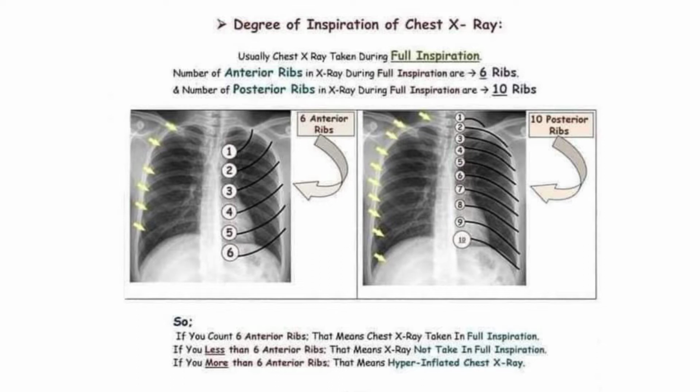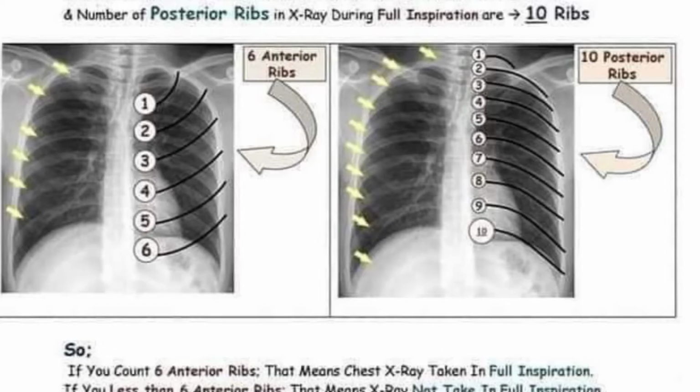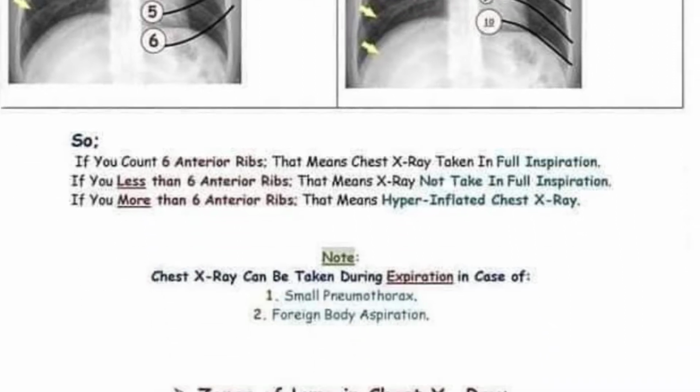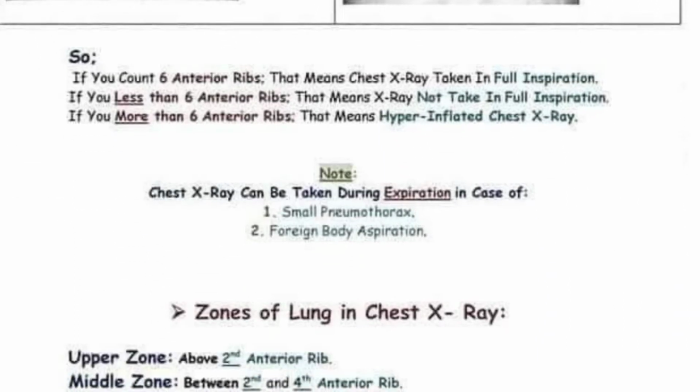So if you count 6 anterior ribs, that means the chest X-ray is taken in full inspiration, and if you count less than 6 anterior ribs, it means the chest X-ray is not taken in full inspiration, and if more than 6 anterior ribs, this means a hyperinflated chest X-ray. Chest X-ray can be taken during expiration in case of small pneumothorax and when there is foreign body aspiration.